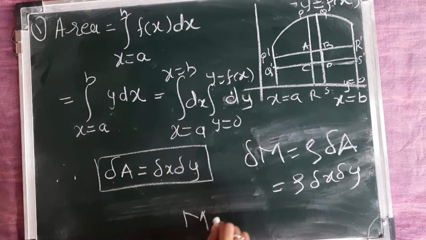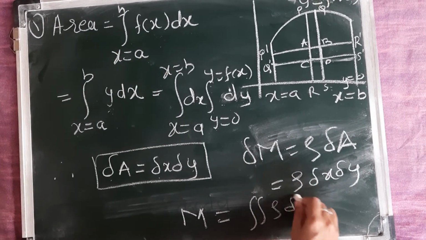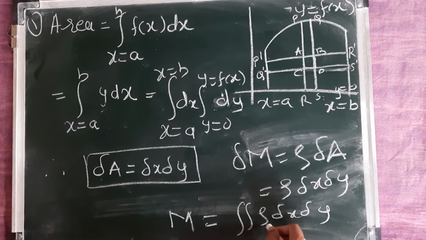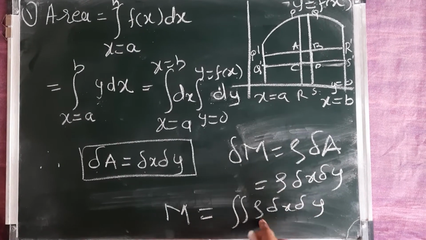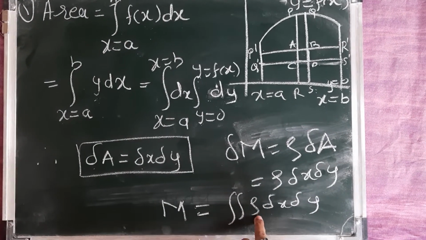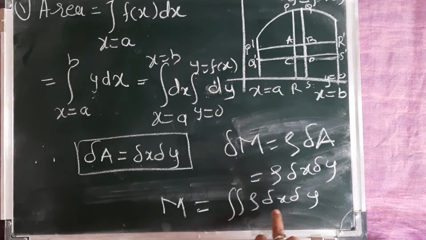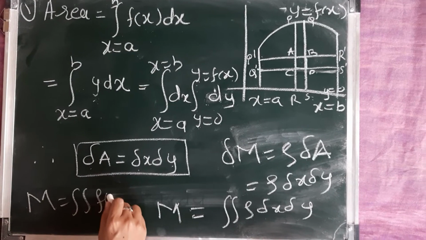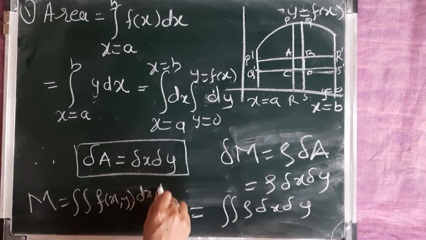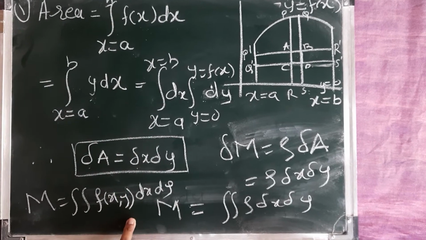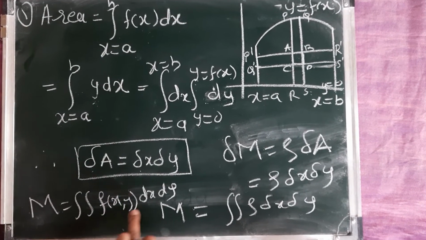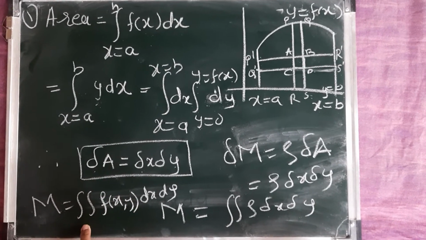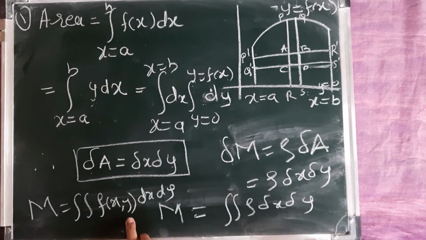Therefore mass will become equal to double integration rho delta x delta y, where rho can be either a constant or a function, suppose it is depending on both x and y variables. What do you mean by rho depending on x and y? The density of the area depends on the points x and y. Then your mass becomes equal to double integration f of x comma y dx dy. Such a function will definitely be solved with the help of double integration only, because you can see that density is depending on both the variables. So limits of x and y should be considered. It cannot be directly converted to a single integration.